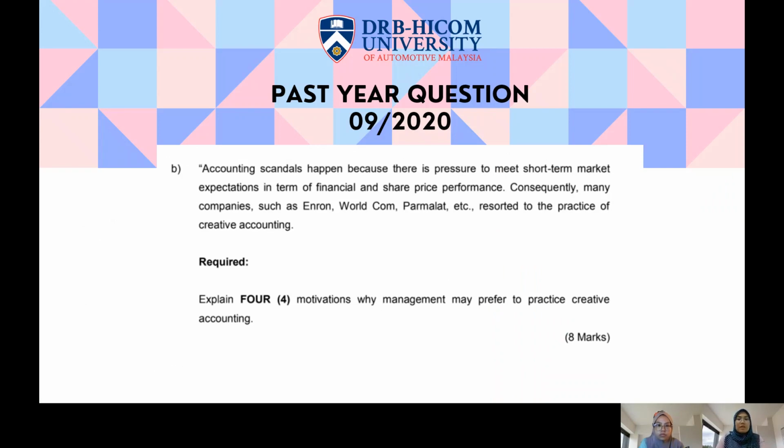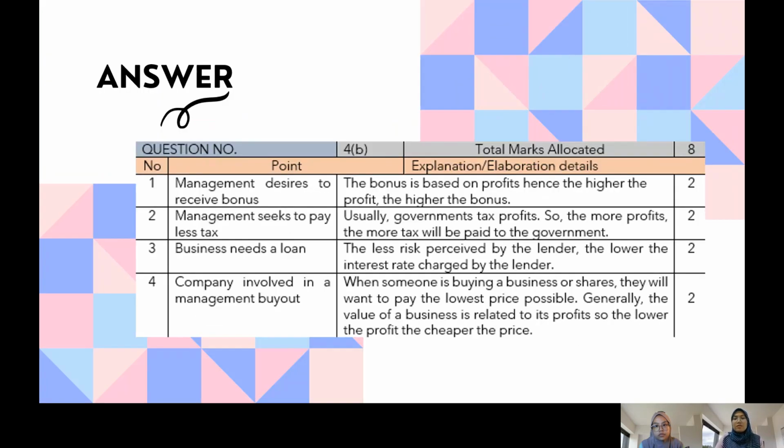So the past year question: accounting scandals happen because there is pressure to meet short-term market expectations in terms of financial and share price performance. Consequently, many companies such as Enron, WorldCom, Parmalat resorted to the practice of creative accounting. Required: explain 4 motivations why management may prefer to practice creative accounting. So it says 8 marks. So this is our answer. The 8 marks are contributed by 4 points, the first point being management desires to receive bonus. And the bonus is based on profits. Hence, the higher the profit, the higher the bonus.